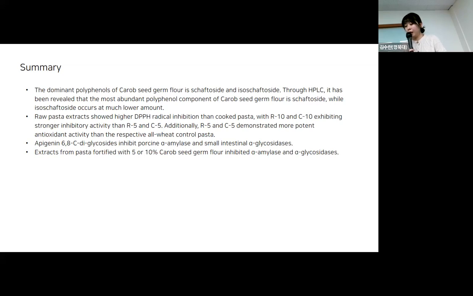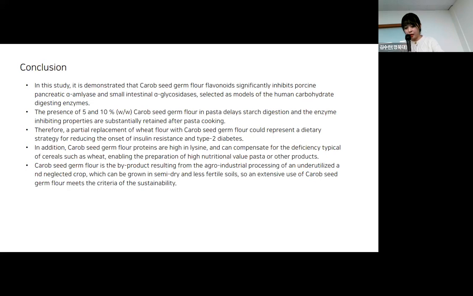And apigenin 6,8-C-diglycosides inhibit porcine alpha-amylase and small intestinal alpha-glucosidase, and the extracts from pasta fortified with 5 or 10% of carob flour inhibited alpha-amylase and alpha-glucosidase. So adding the 3 experiments that I didn't mention, the conclusion is like this. In this study, it is demonstrated that carob flour flavonoids significantly inhibited porcine pancreatic alpha-amylase and small intestinal alpha-glucosidase, which are selected as a model of human carbohydrate-digesting enzymes.